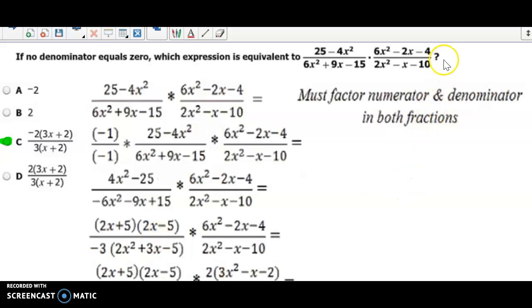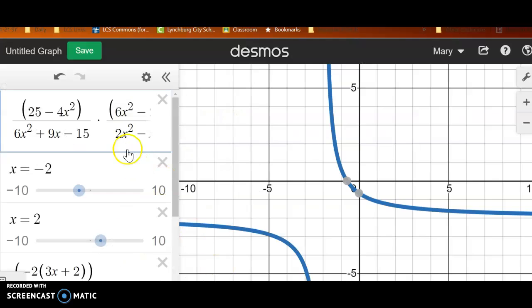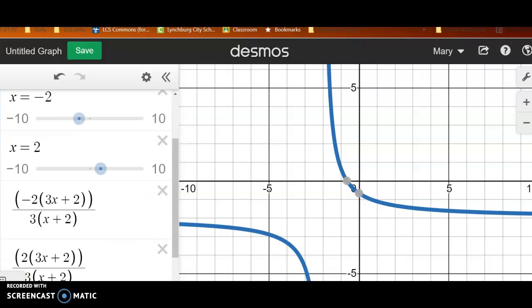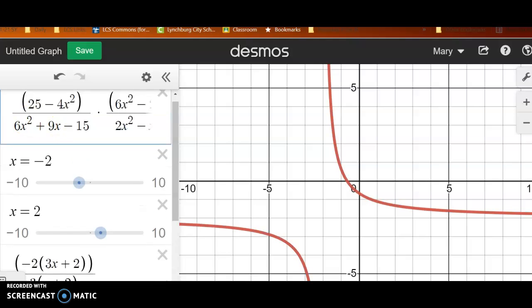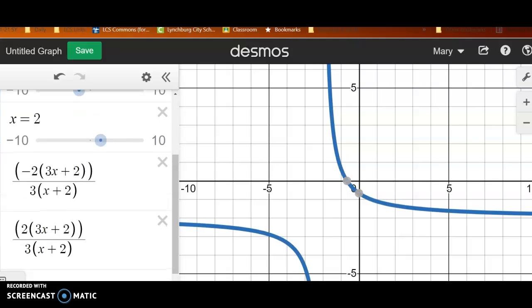We're going to start by plugging in the original problem into Desmos, and then we'll individually plug in each one of our answer choices. If we go to Desmos, I've plugged in my original problem. That's in blue. Choice A, that doesn't look like it. Choice B, that doesn't look like it. Choice C. Ooh, let's see, look at that. If I take my original problem off, there we go. It's right on top of it. So it looks like answer choice C is our answer.